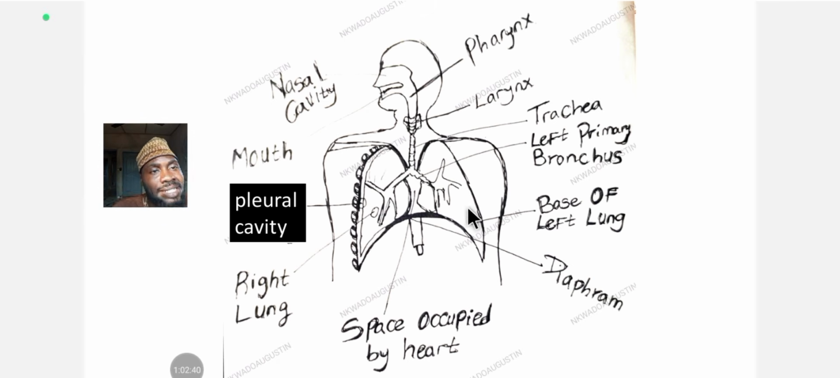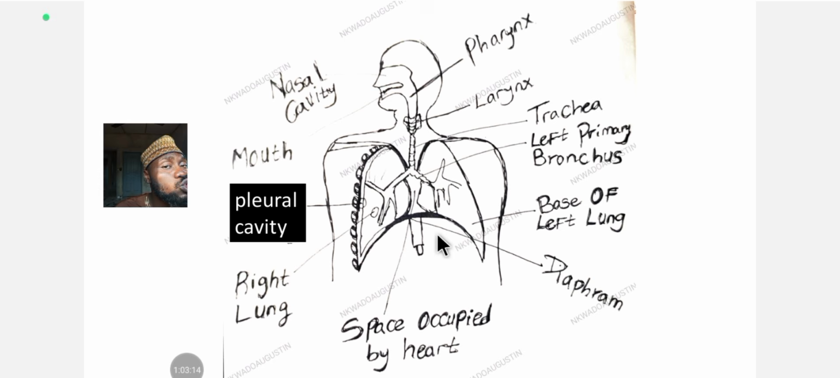That's how it happens. One very important part of this circulatory system is where JAMB normally sets questions. JAMB will ask you, during inspiration, what happens to the intercostal muscle? First of all, let's explain what intercostal muscle is. Inter means in between. Costa means relating to the thorax, to the ribs. We also have costal cartilage, but let's leave that.